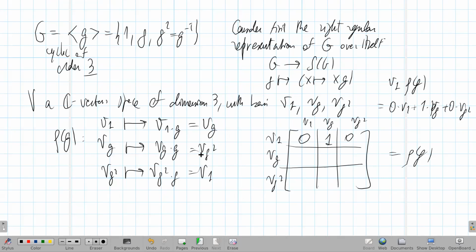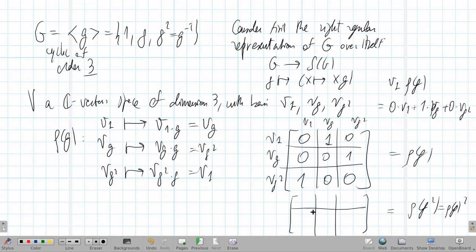And similarly, Vg goes to Vg square, so there's a 1 here and 2 zeros here. And Vg square goes to V1, and you get this, okay? And of course, when you do rho g square, it's just the square of this. And it's an easy exercise. Essentially, if V1 goes to Vg and Vg goes to Vg square, then if you do it twice, V1 goes to Vg square, this will go here, and this will go here. I'll leave this to you to verify. Okay, so we have this.